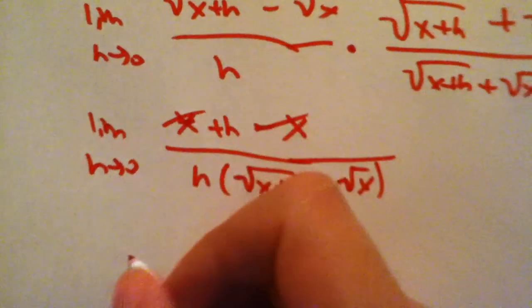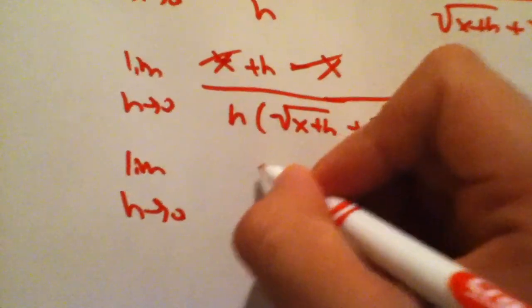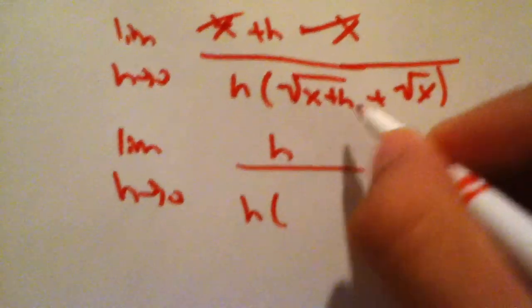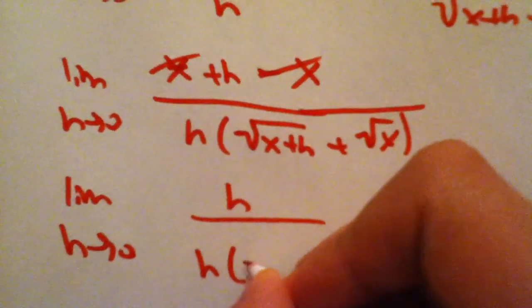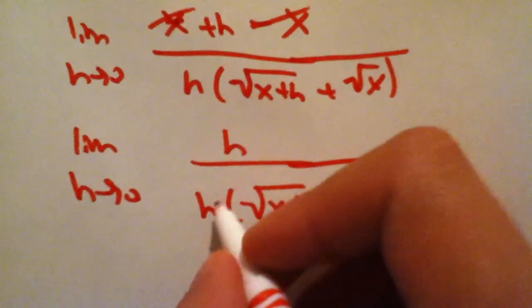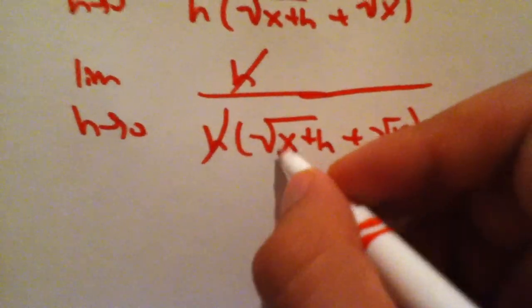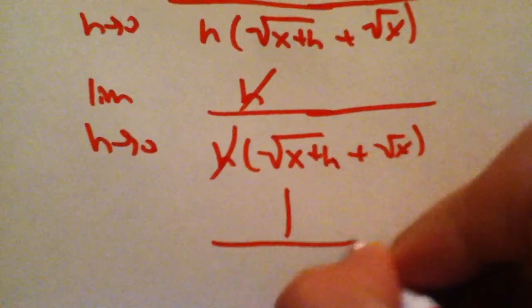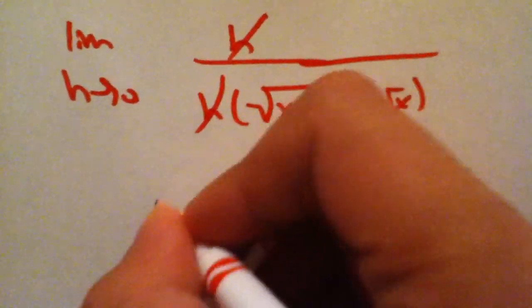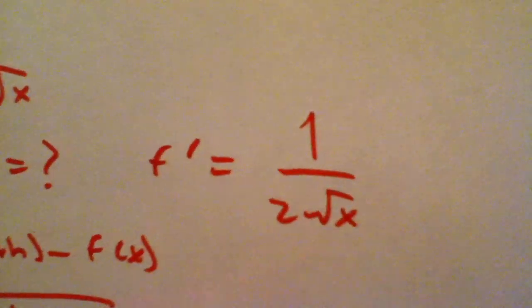When the x and the x cancel out, we get the limit as h approaches 0 of h over h, times 1 over square root of x plus h plus square root of x. Since h is approaching 0, we can still cancel this out, and since h approaches 0, this will be 0, so this is just square root of x plus square root of x. So it's just 1 over 2 square root of x is equal to f prime. So the answer to the problem up here is f prime equals 1 over 2 square root of x.